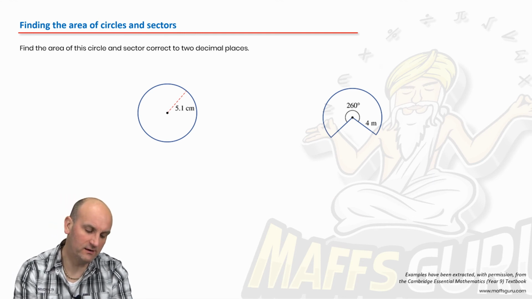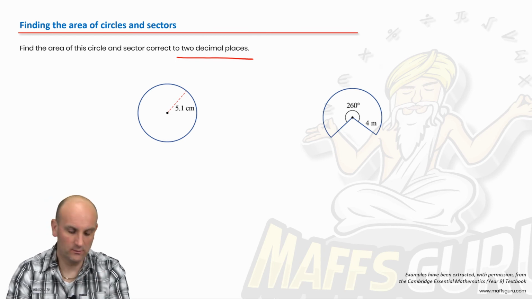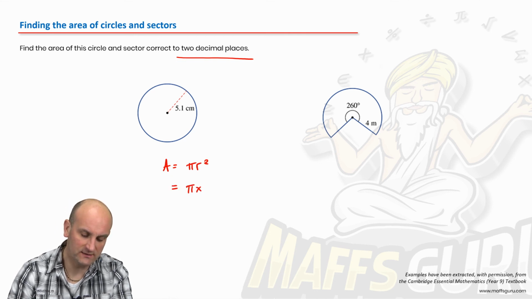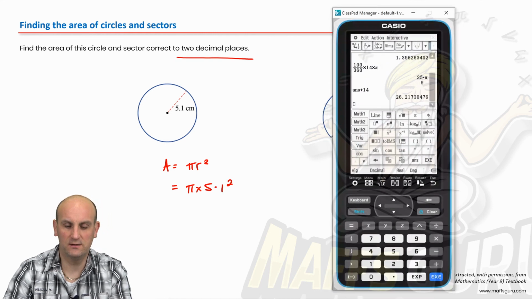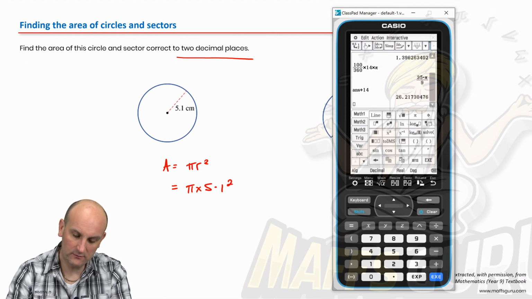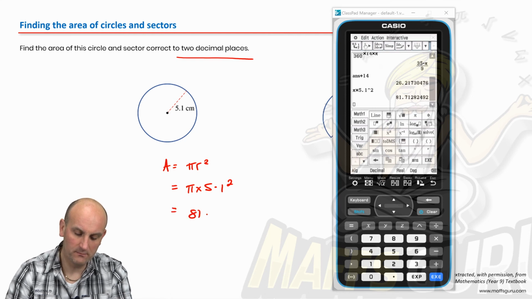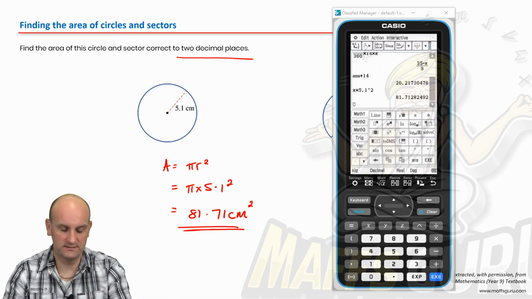So find the area correct to 2 decimal places, which means it doesn't want it as an exact value. So we can now say that the area is equal to pi r squared. That's pi times my radius, 5.1, squared. Can I work that out in my head? Nope. So I'm going to fire up my calculator and I'm going to do pi times 5.1 squared, which gives me 81.71 centimeters squared. Now, why are we doing it to 2 decimal places? Because the question told you to.